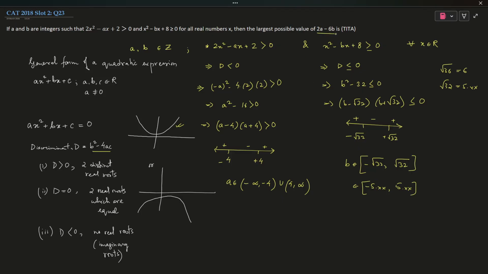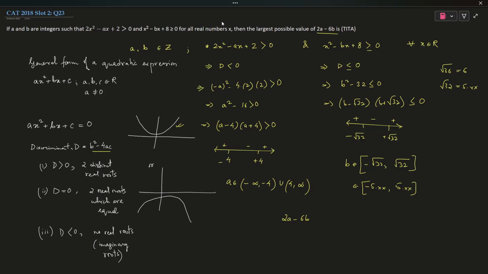I need to maximize 2a minus 6b, 2 times of a minus 6 times of b. So if I have to maximize this, guys, a must be positive, and b must be negative, okay, largest possible value.